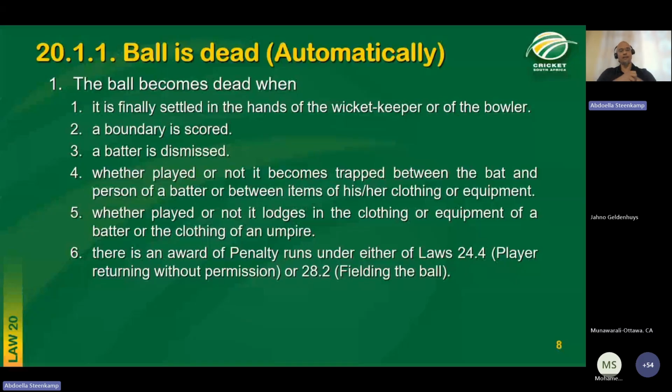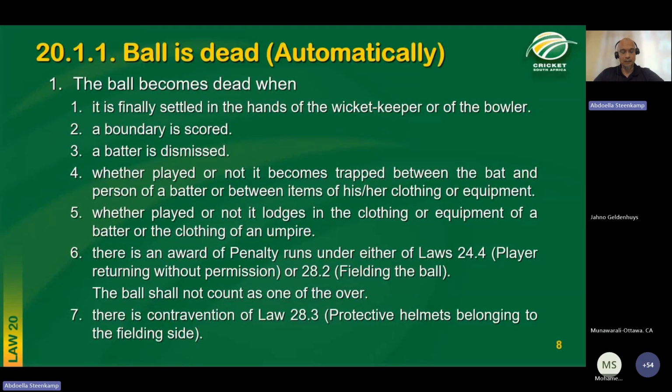If there was an award of penalty runs, if a player returned without permission, or if there was illegal fielding, the ball is also automatically dead as soon as the illegal fielding happened or the player that returned without permission touched the ball. Penultimate one, the helmet that was placed by the fielding side behind the keeper while the ball is in play, and the ball touched the helmet, the ball automatically becomes dead. And lastly, as soon as the game is done, as soon as a result is reached, the ball automatically becomes dead. 8 instances where the ball automatically becomes dead.